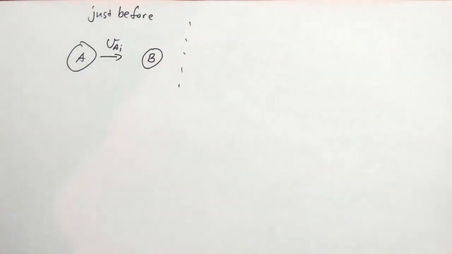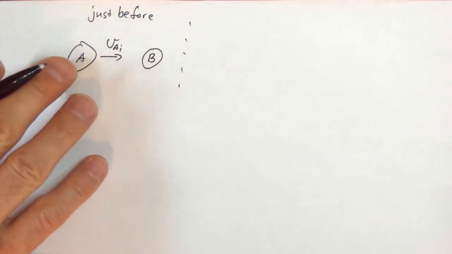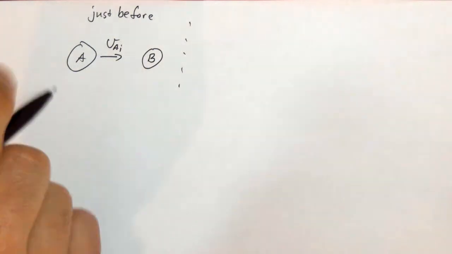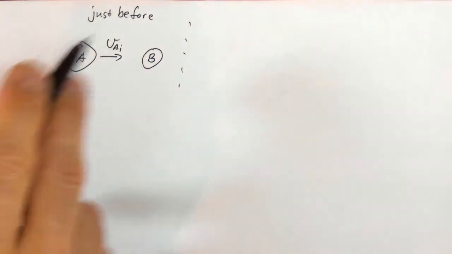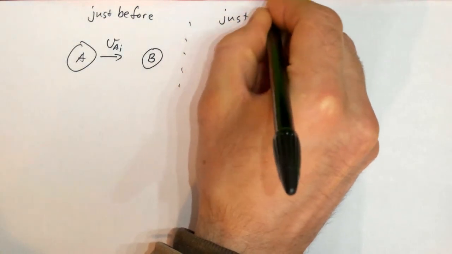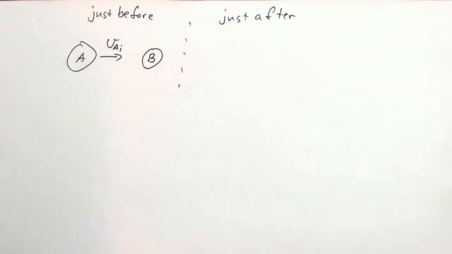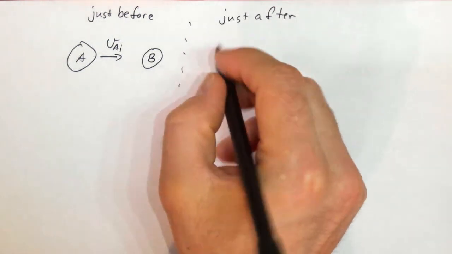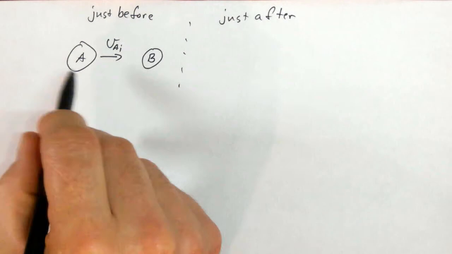Remember, it's just before. All we're considering is the absolute smallest moment right before these two collide. A may have been slowing down prior, but we're talking about the velocity right before it collides. And then if we look just after that collision, our delta t is super small, so we can neglect any external forces. What's going to happen? Now, it depends on how they interact.